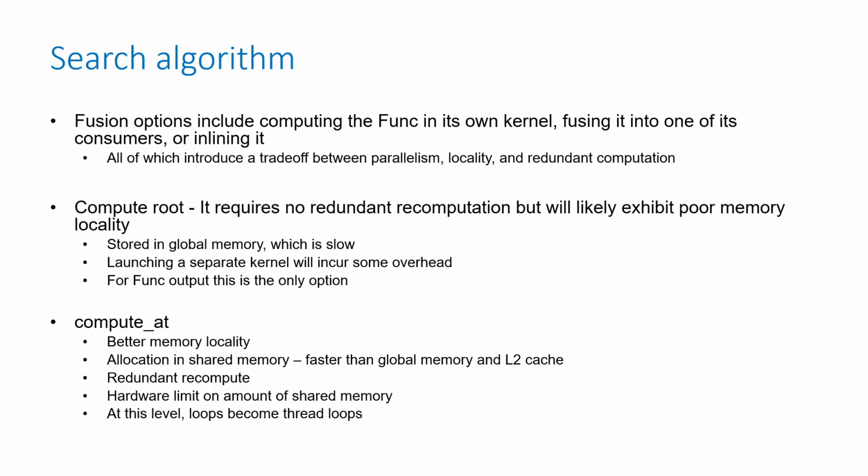Compute at has better memory locality. It could be depending on where you fuse it, as seen before. It could be at the thread level, it could be at the register level, which is faster than the global memory. But there are always limits to the hardware memory, and this depends on the particular target. So that's why you parameterize this scheduling primitive in the autoscheduler. The job of the autoscheduler is to find the optimal one.